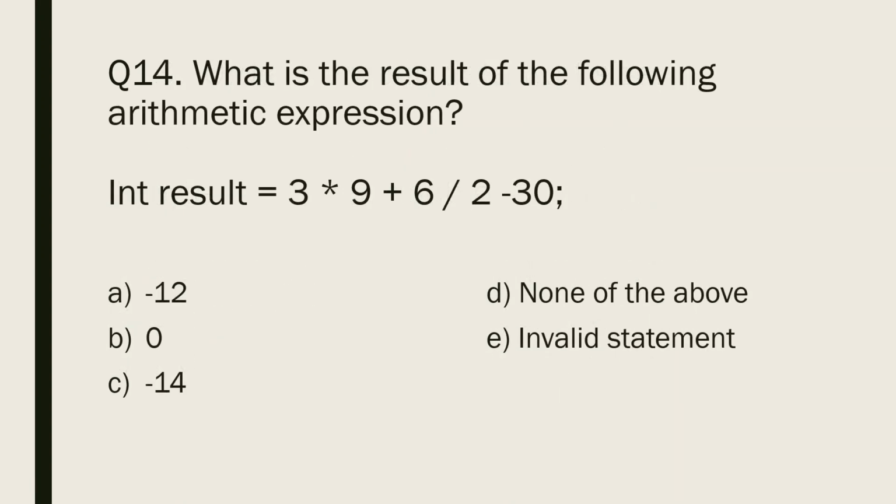Question 14. What is the result of the following arithmetic expression? This expression is given. Int is mistyped as capital letter. Consider it proper int declaration. So 3 multiplied by 9 plus 6 divided by 2 and minus 30. What will be the result of this arithmetic operation? You have to choose from the 5 options. Only one option is correct. Let's move to question 15.